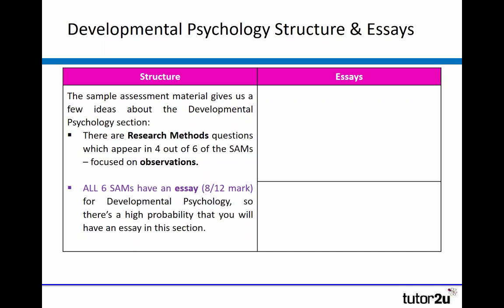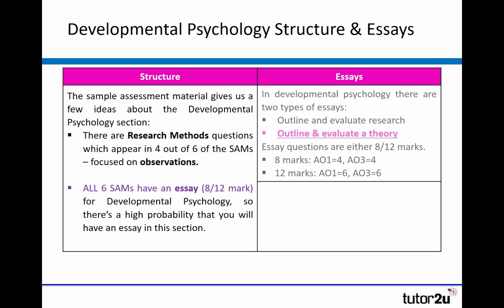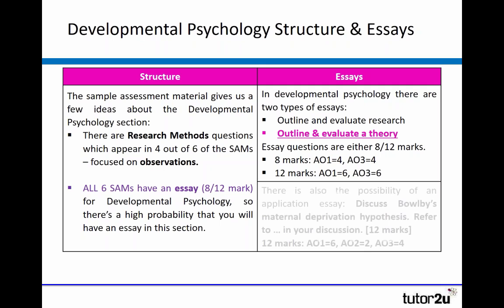And really interestingly, this is the only topic where every single one of the sample assessment materials has an essay. So there's a really high probability that you might get an essay in this particular section of the paper. Like social and like memory that we've looked at already, the main type of essay that you will get in attachment will be outline and evaluate a theory rather than research, and we're going to look at 2 different theories today to outline and try and evaluate together. That seems to be the sort of predominant question that comes up.